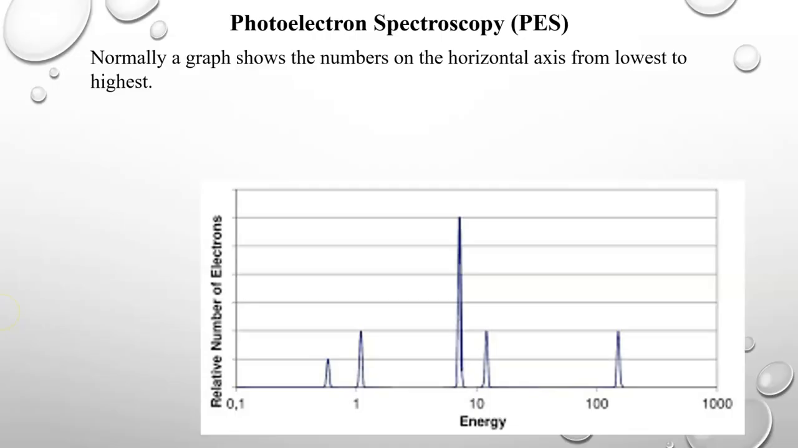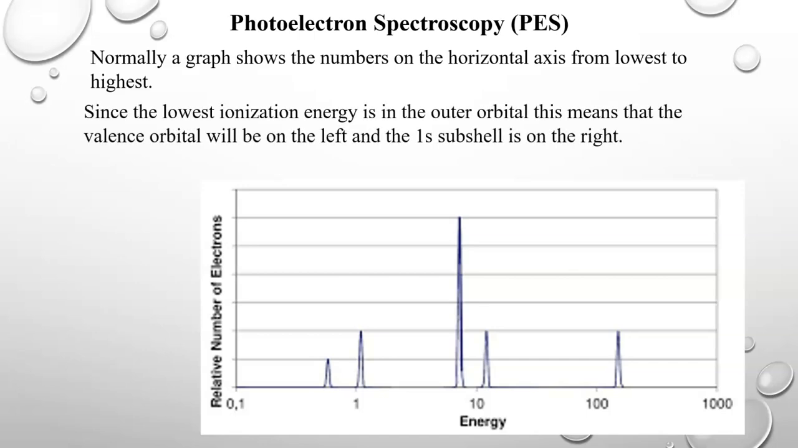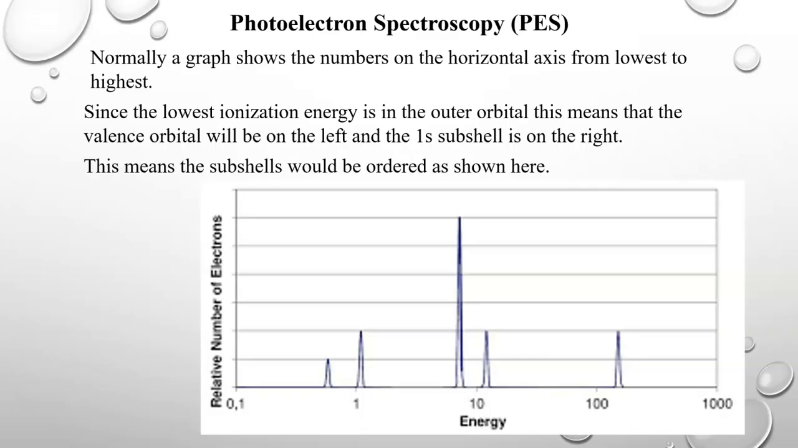Normally, a graph shows the numbers on the horizontal axis from lowest to highest. So normally when you draw a graph, you show 0 near the origin, and as you go to the right, the numbers get higher and higher. Since the lowest ionization energy is in the outer orbital, this means that the valence orbital will be on the left and the 1s subshell on the right. So notice that the lowest energy on the left has to be the outer orbital, the electrons with the lowest ionization energy. So this means the subshells would be ordered as shown here.